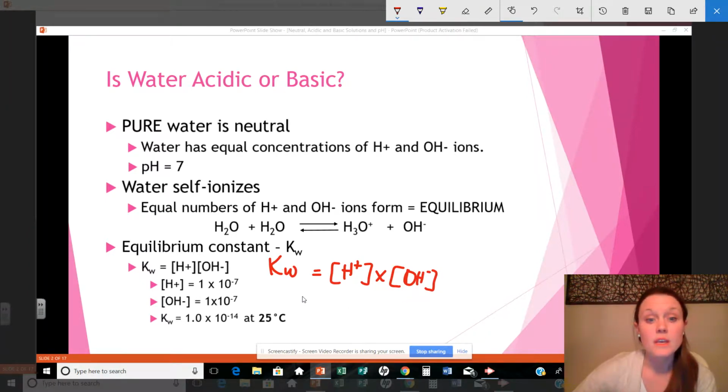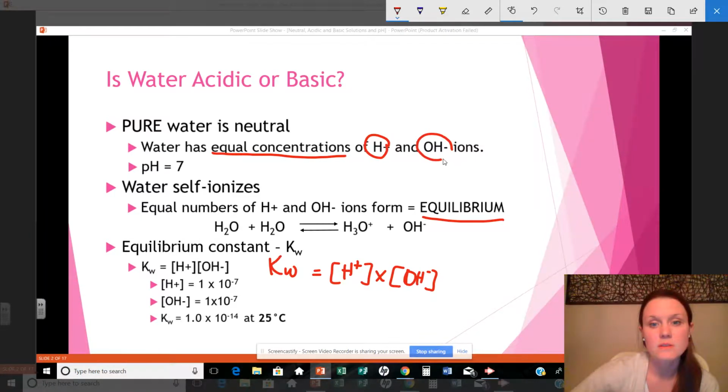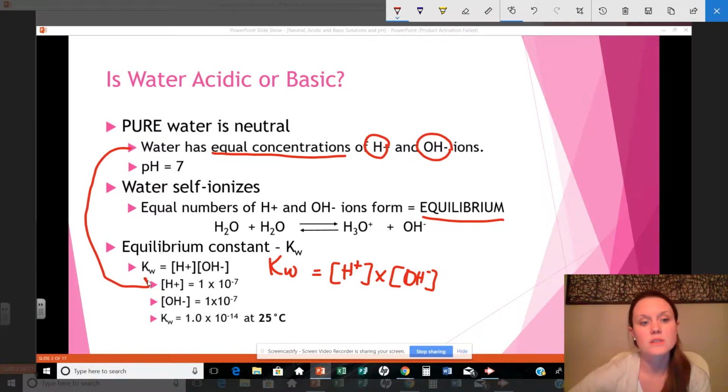In water, when it has reached this equilibrium where the hydrogen and hydroxide concentrations are equal to one another, the hydrogen ion concentration is 1 times 10 to the negative 7th. The hydroxide ion concentration is also 1 times 10 to the negative 7th because they're equal. Remember up here we talked about the equal concentrations of hydrogen and hydroxide ions. Those equal concentrations are 1 times 10 to the negative 7th.